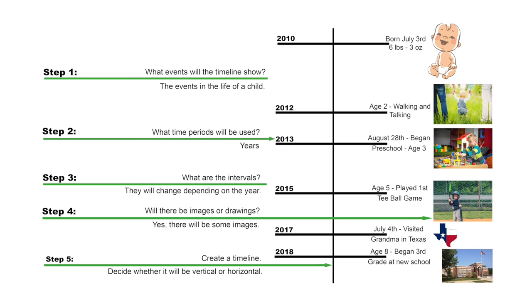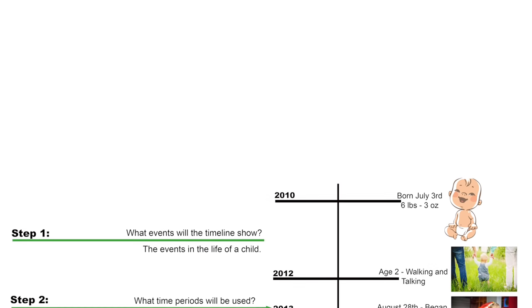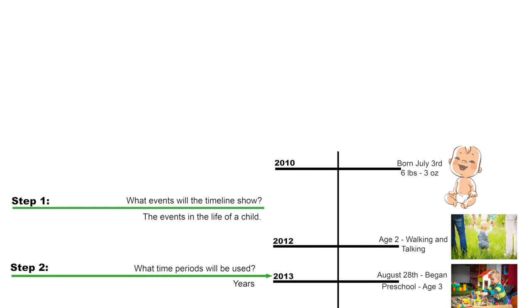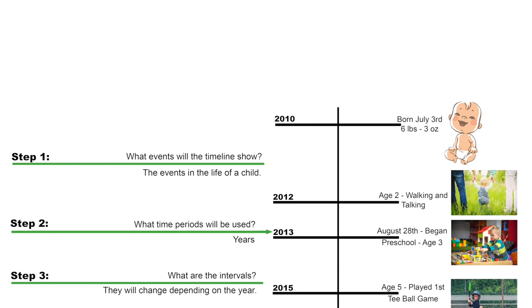In this example, we are going to create a vertical timeline. Step 1. What events will the timeline show? In this example, we're going to use the life of a child. Step 2. What time periods will be used? We're going to use years. Step 3. What are the intervals? In this example, they will be changing depending on the year.